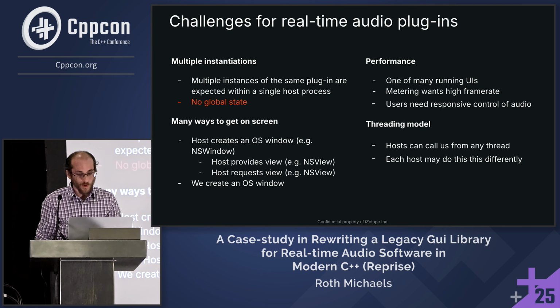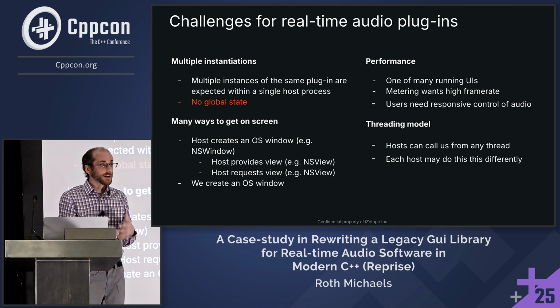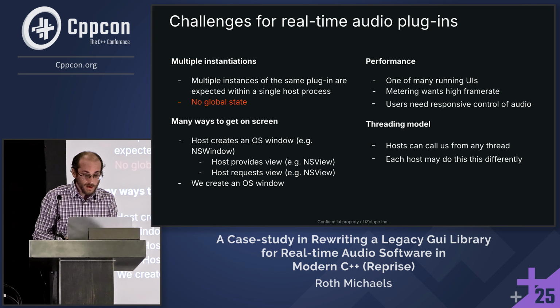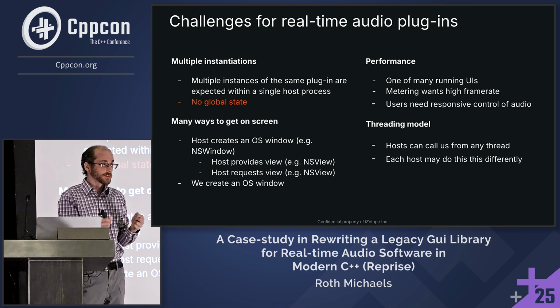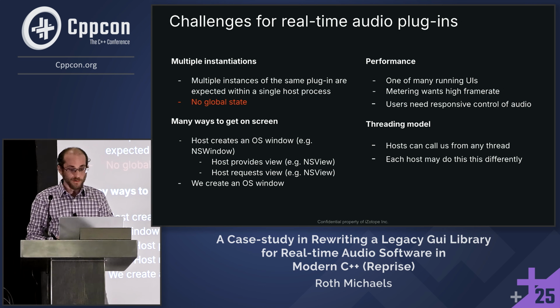And then there are also performance considerations. We have many, many UIs running at once. We want metering running at high frame rates, ideally v-synced with your display so you get nice, smooth metering. And users also need very responsive controls in the UI to be able to hear the sound as soon as they move a knob. So this all needs to care about performance a lot.